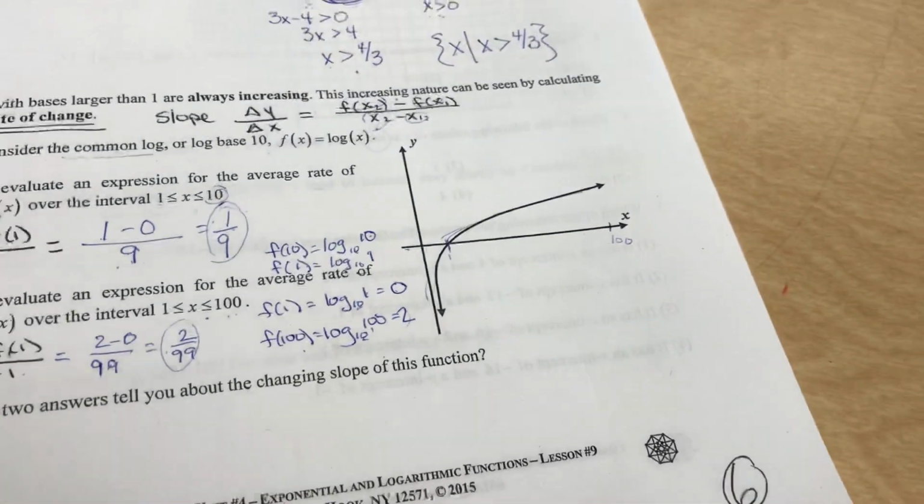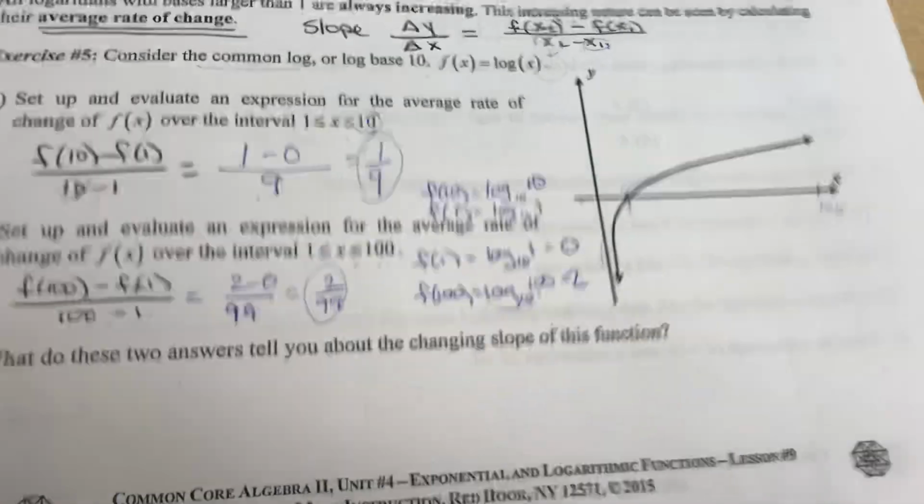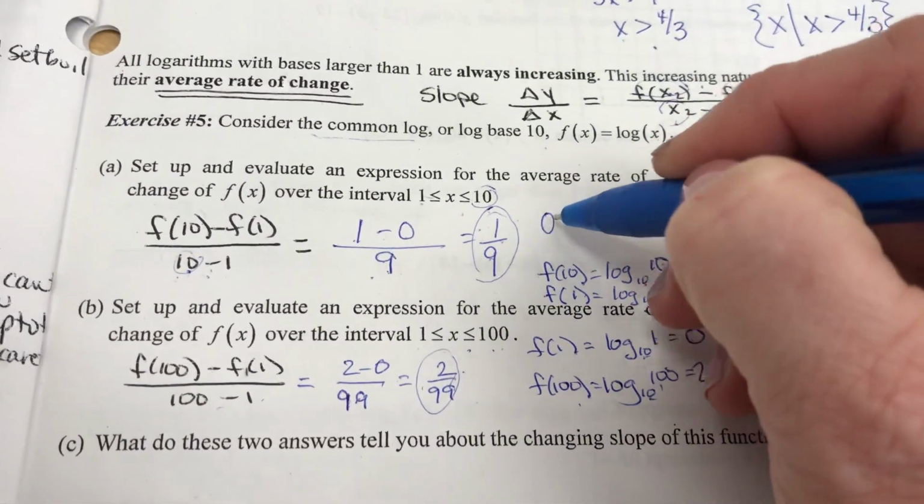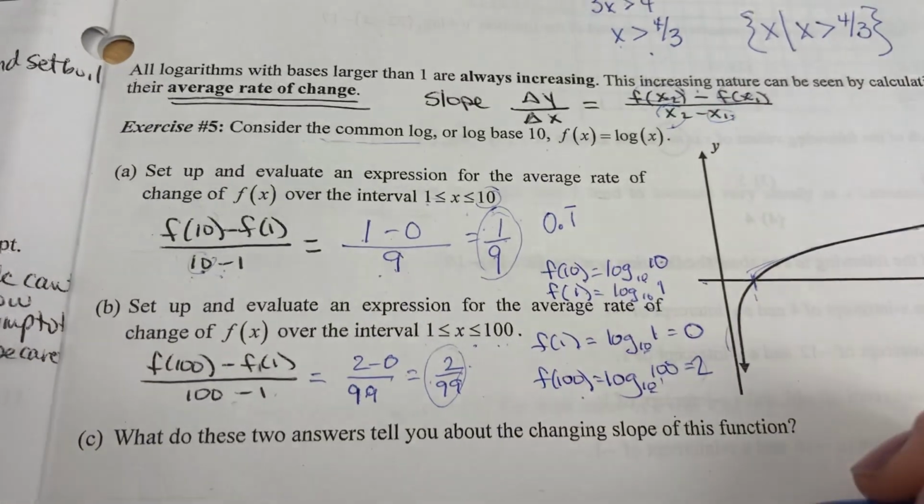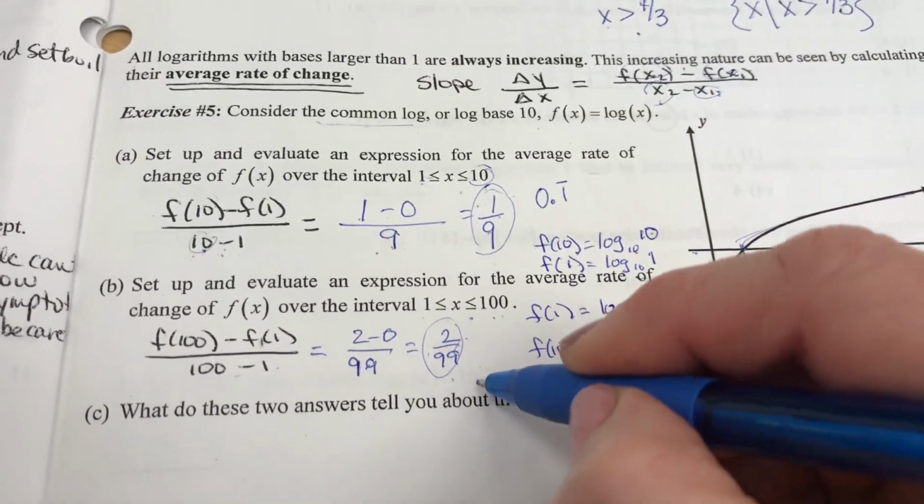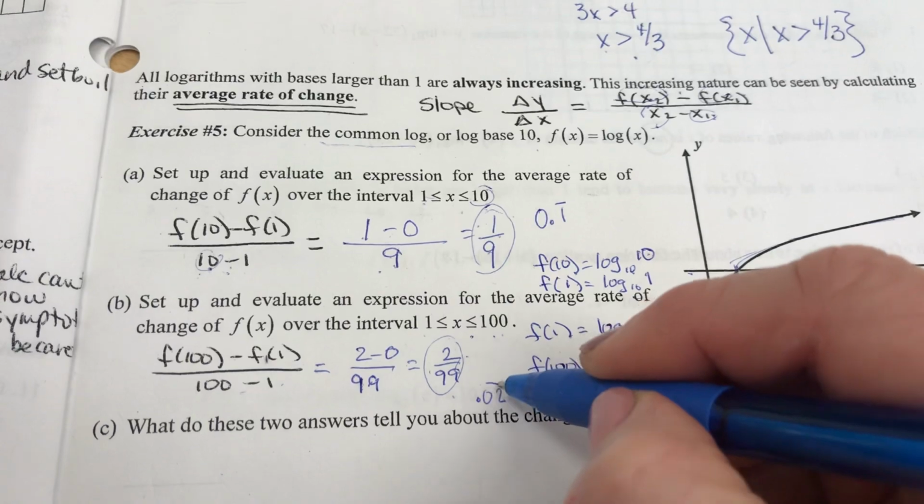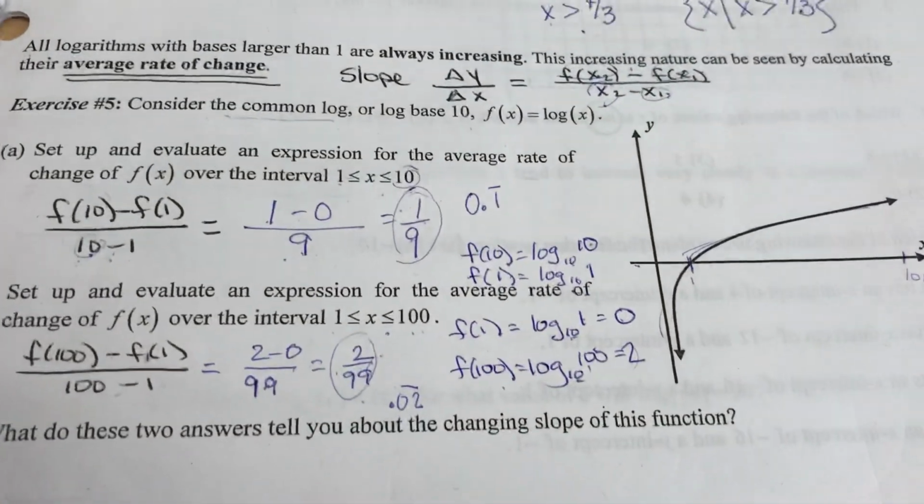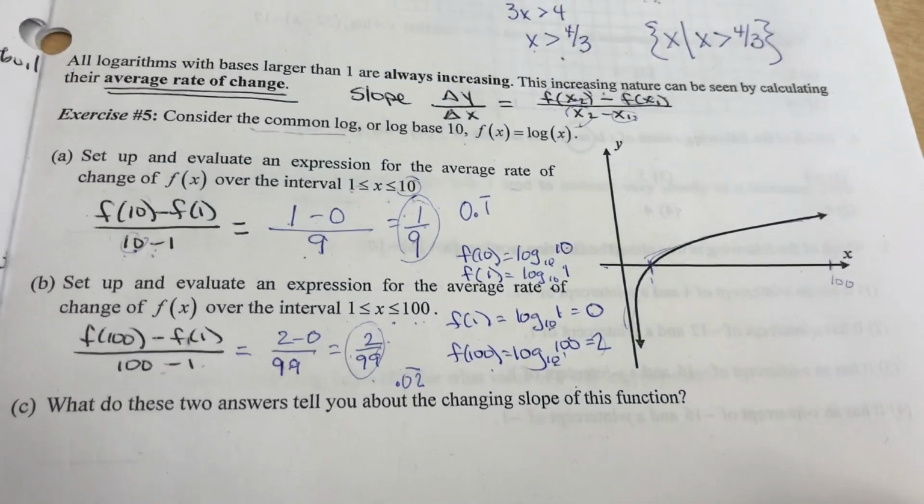And we've talked about exponential. If you needed to check these two to compare them, you could put them in the calculator and check that. This is 0.1 repeating, and this is 0.02 repeating, okay? So you know which one is smaller, okay?